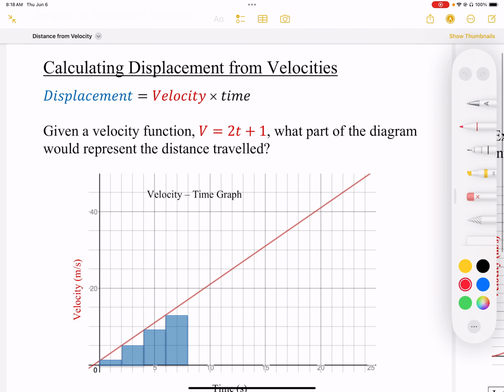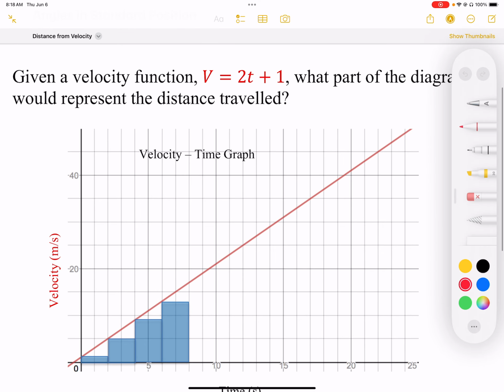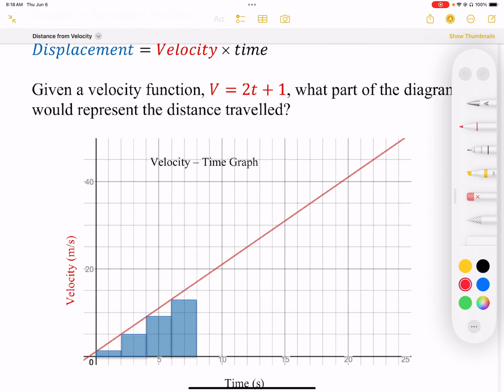We are able to calculate displacement from velocity by multiplying velocity with the change in time. Some of you may have done this in physics, in that we have a velocity time graph, and we can calculate the displacement by taking the height of that graph times the change in time, and that will give us the area underneath the graph.